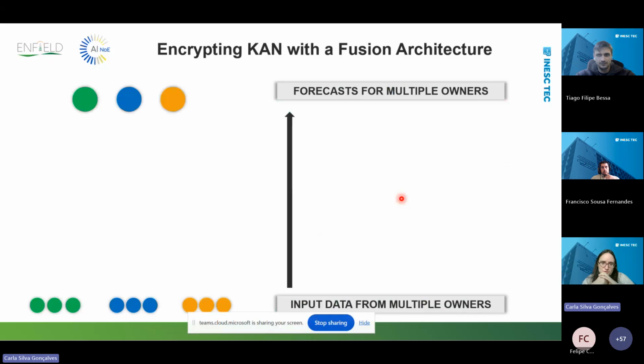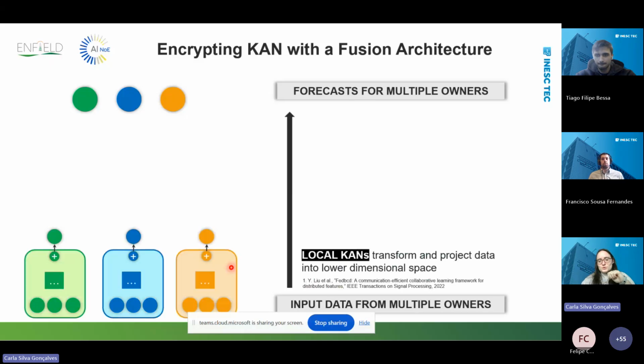And this was what Lucas proposed and developed during his work. So basically, we have 3 data owners here represented with different colors. Each data owner has his own features, and what we first proposed was to introduce privacy only using the architecture. So we don't need homomorphic encryption or other kind of robust encryption. So our proposal was that each of these data owners trains a local CAN that transforms and projects data into a lower dimensional space. And with that, we are protecting the sensitive data.